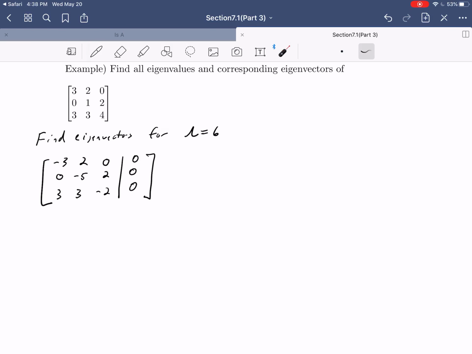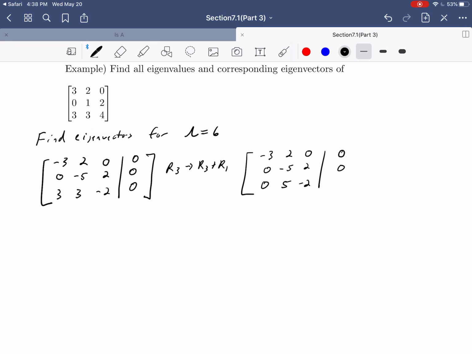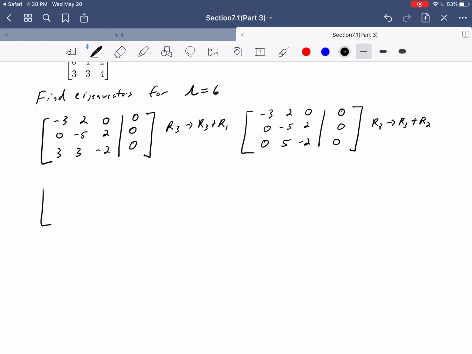All right, so let's do R3 replaced with R3 plus R1. Now we have negative 3, 2, 0, 0. Then we have 0, negative 5, 2, 0. And when we add that on, we get 0, 5, negative 2, 0. Then we can use this to completely clear that out. So we do R3 replaced with R3 plus R2. We should get negative 3, 2, 0, 0, 0, negative 5, 2, 0, and then 0, 0, 0, 0.